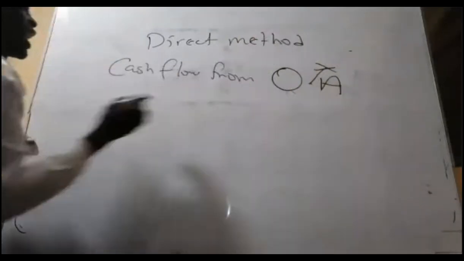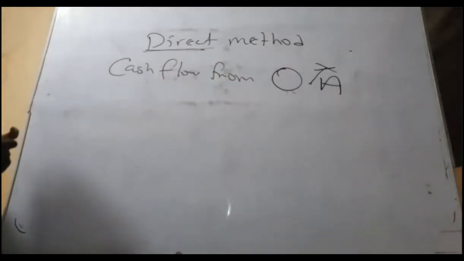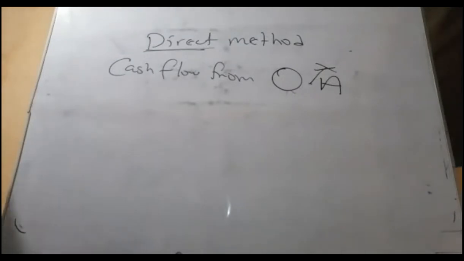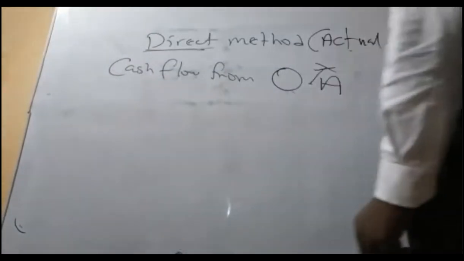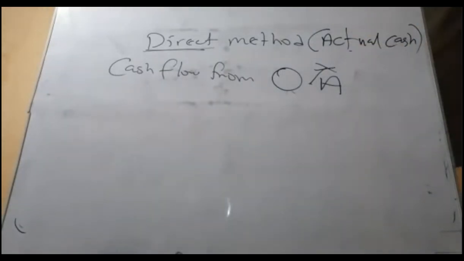As the name suggests, everything must be what? Direct. Yes. So here we are using actual cash flow. That is the direct method. We are using actual cash, actual cash movement. That's what we call direct. You are not passing anywhere to obtain the cash flow. The actual money received, actual money paid, that's all. In some cases, such information might not be readily available.